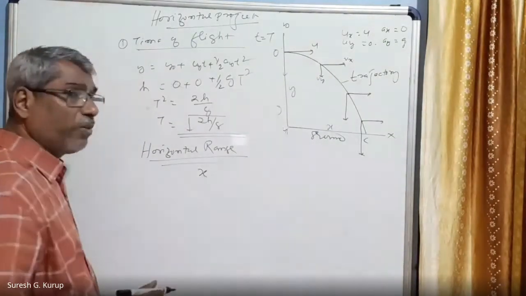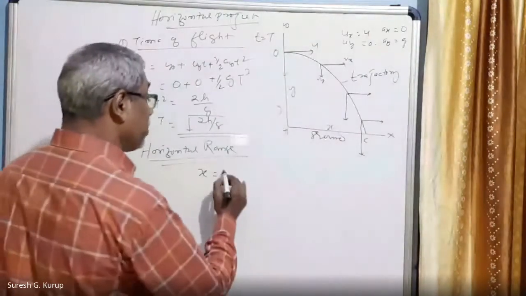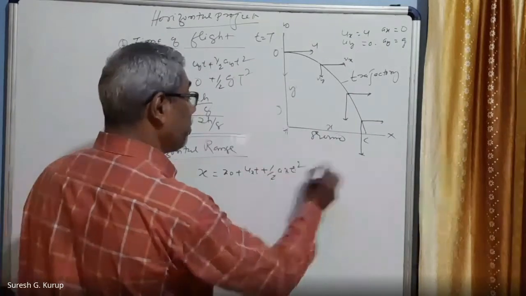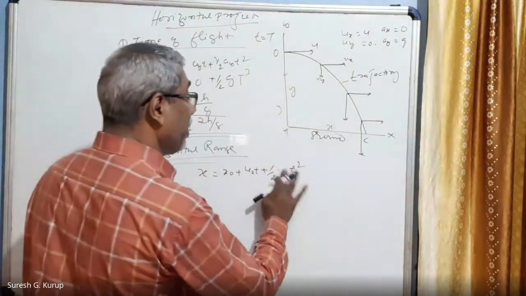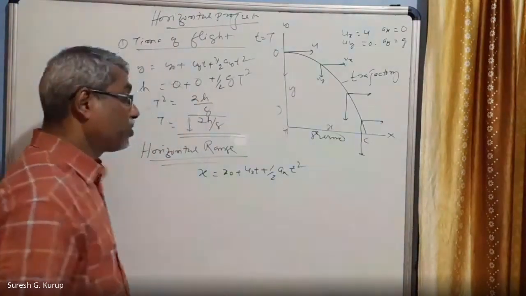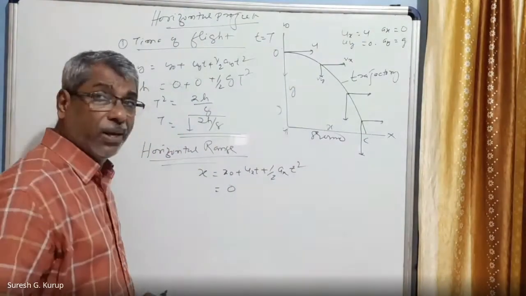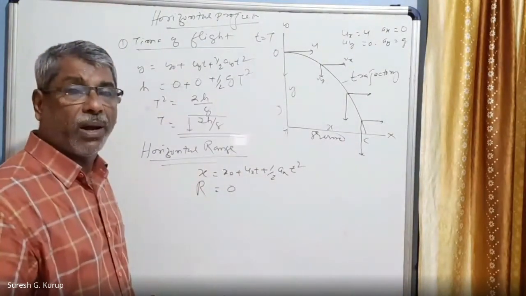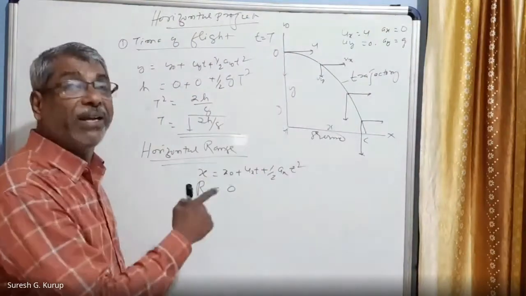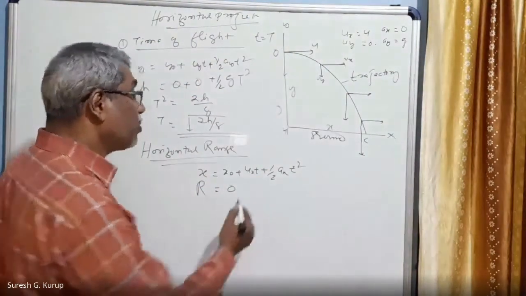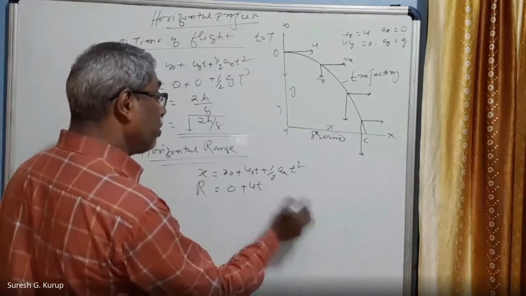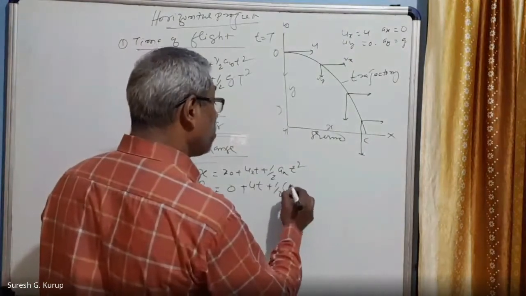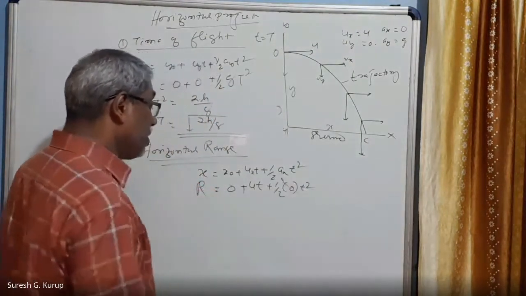So for horizontal range we will take the horizontal motion. That is x is equal to x0 plus ux t plus half ax t square, right? x0 is equal to 0. This can be written with x as capital R, since horizontal range is taken as capital R. So R is equal to 0 plus ux t, and ux is equal to u only. Plus half into ax, which means 0, into t square. So this also is gone. So R is equal to what?